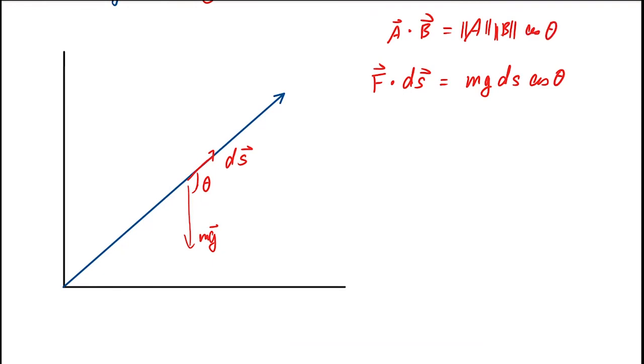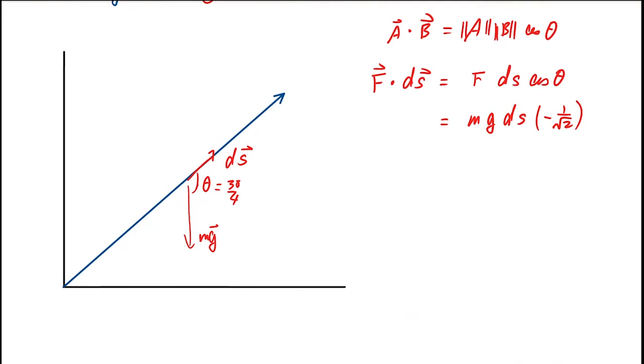Actually, this is a topic I'm going to be covering tomorrow. So we can do it this way. And our theta, of course, happens to be 45 degrees, or rather, this theta is 3 pi over 4. So what we have is F dot ds equals mg ds cosine of 3 pi over 4. What is cosine of 3 pi over 4? Negative root 2 over 2. Good. So this is what F dot ds is.